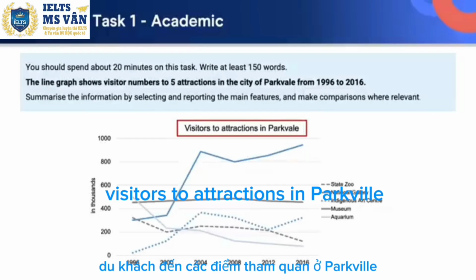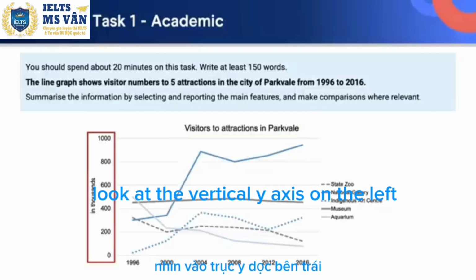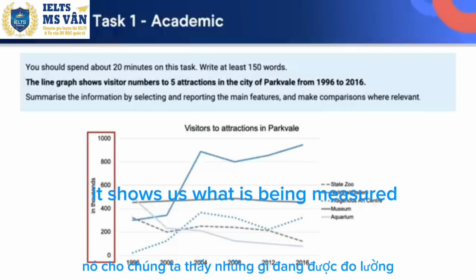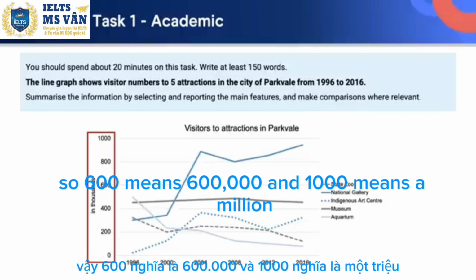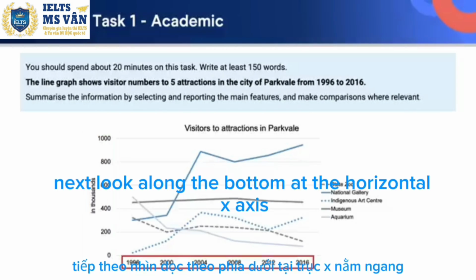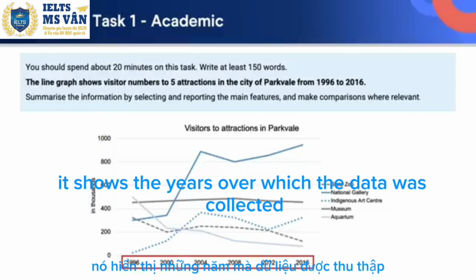Attractions in Parkville. Look at the vertical y-axis on the left. It shows us what is being measured, the number of visitors, and what the unit is, thousands. So 600 means 600,000, and 1,000 means a million. Next, look along the bottom at the horizontal x-axis. It shows the years over which the data was collected.